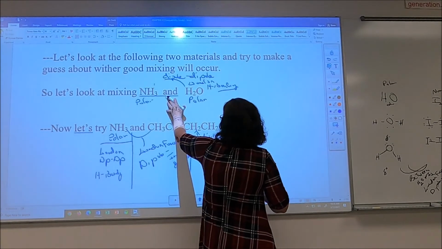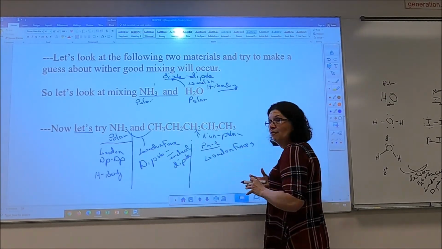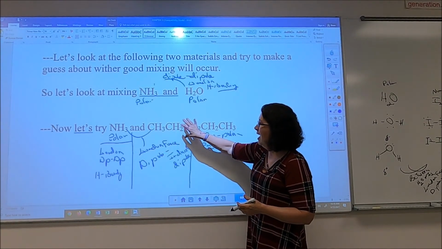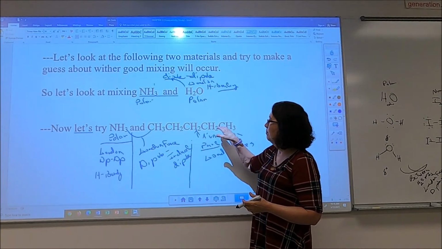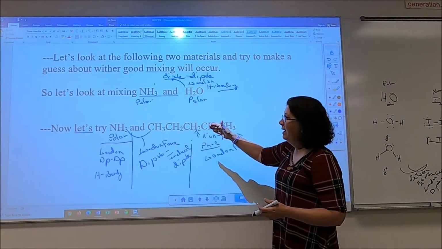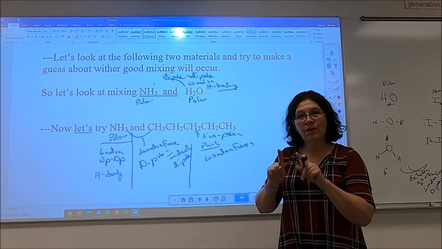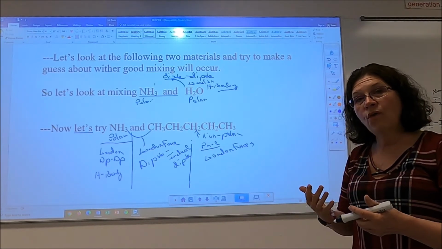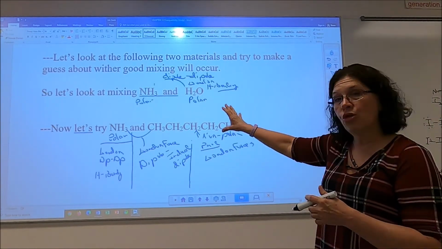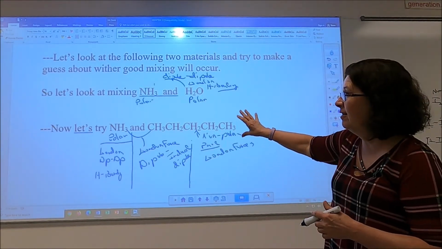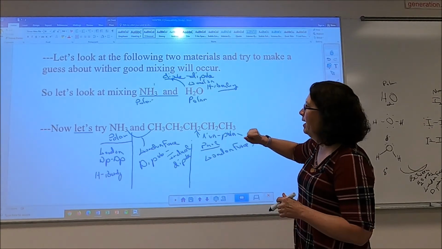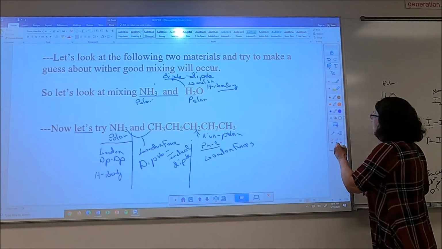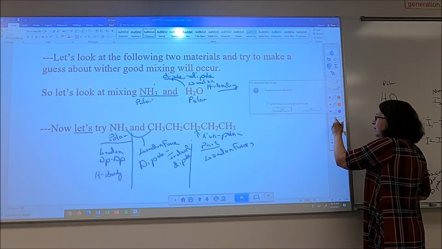So up here I have good mixing, down here I have poor mixing. Because what ammonia is giving up to mix with the pentane molecule is nothing compared to what it can have between two ammonias. So overall, this would be an endothermic mixing process, and probably a large endothermic. This is going to be exothermic. Okay, so let me erase here.